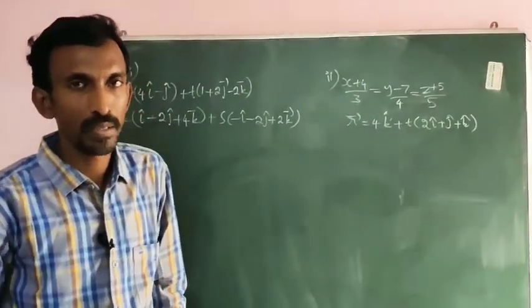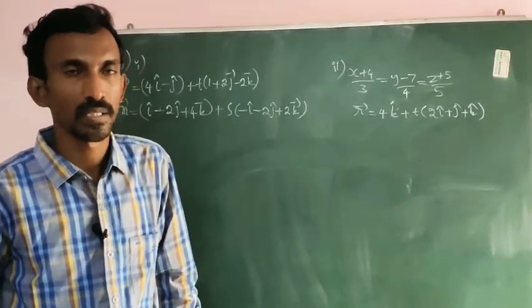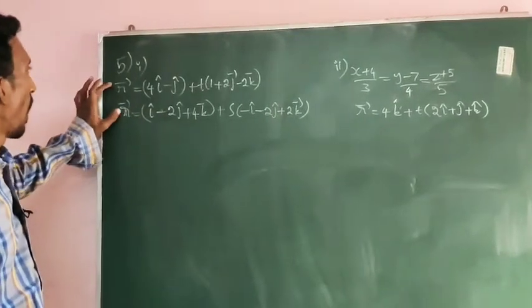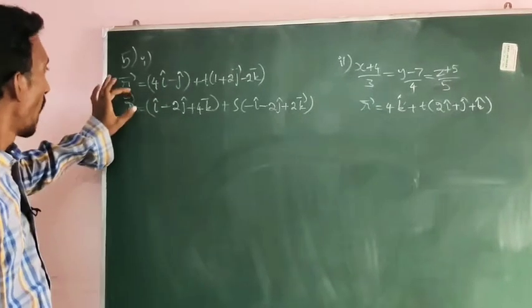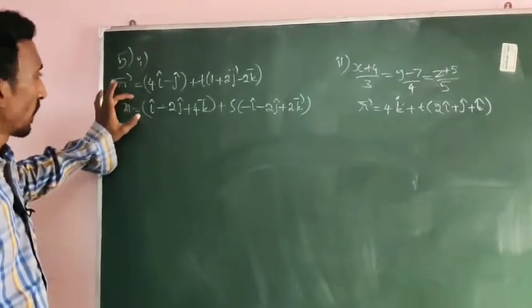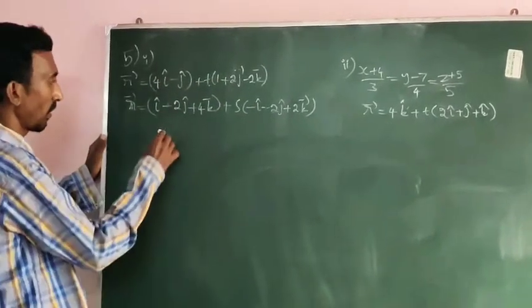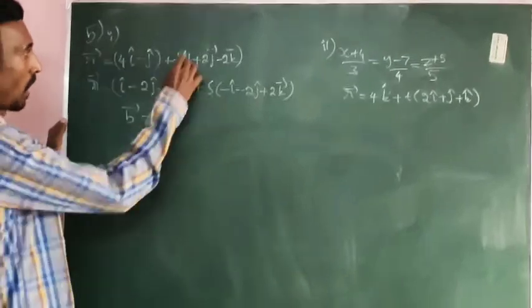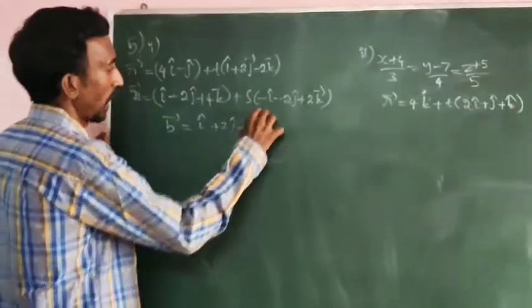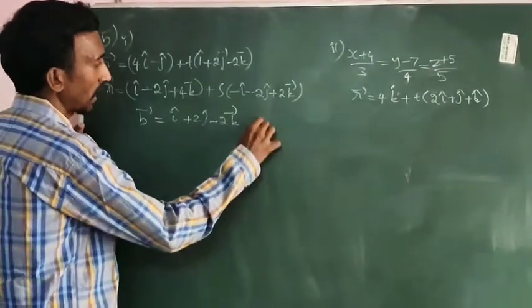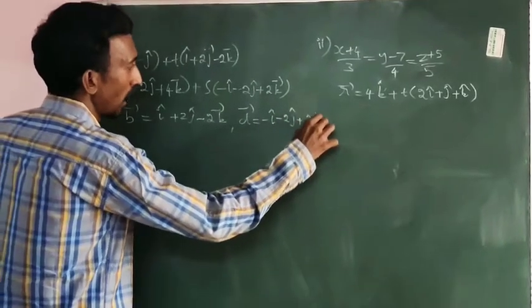Let me solve one by one. The question is, find the acute angle between the lines. First one, the pair of lines: compare the first with r vector equal to a vector plus t into b vector, and compare the second one with r vector equal to c vector plus s into d vector. So here we are taking b vector equal to i plus 2j minus 2k. Okay, so d vector equal to minus i minus 2j plus 2k.